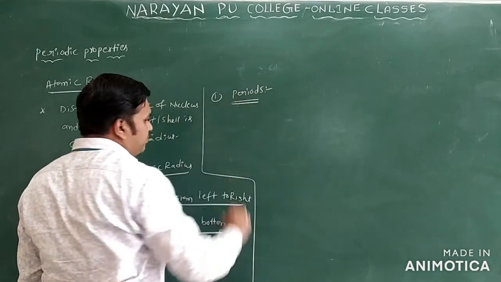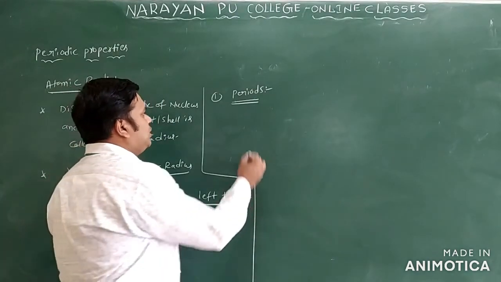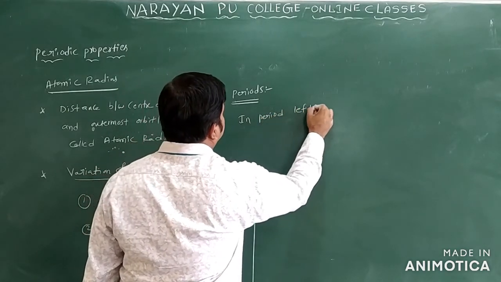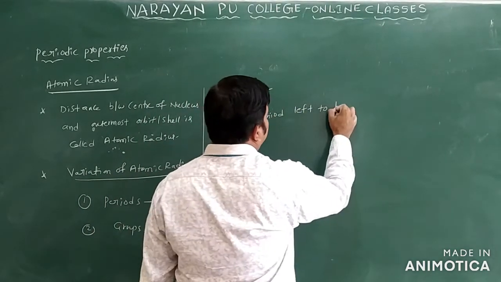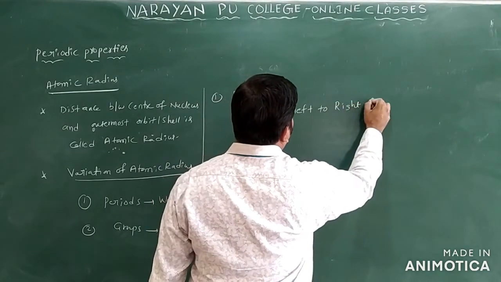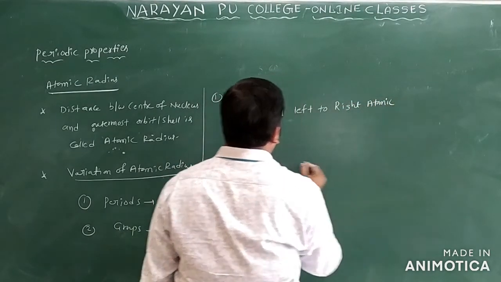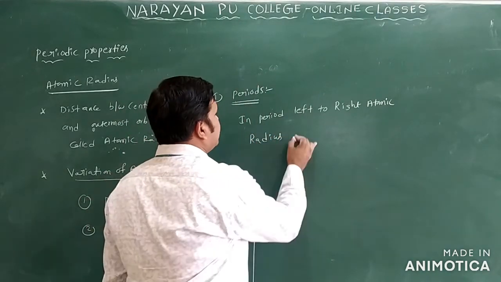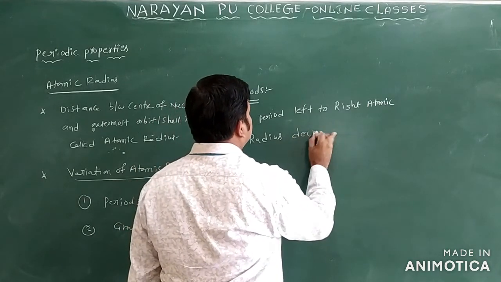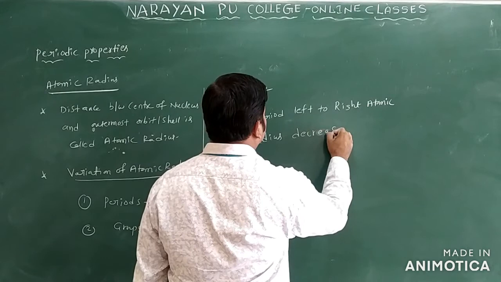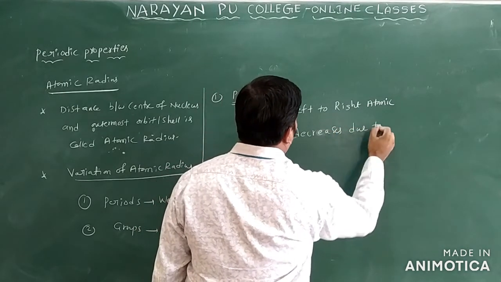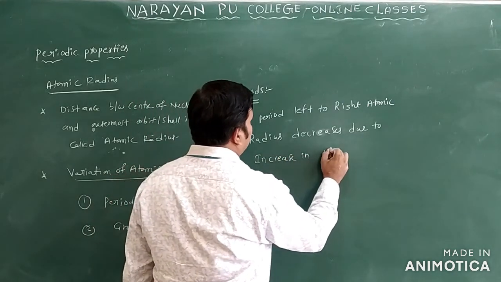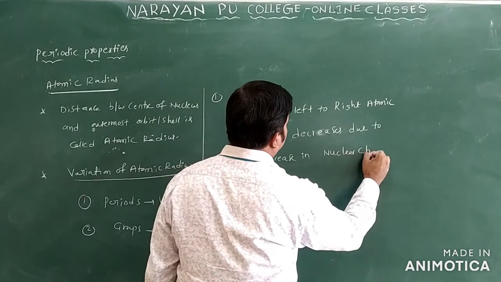Okay. So in periods, how does the atomic radius change? In a period, from left to right, atomic radius decreases. Atomic radius decreases due to an increase in the nuclear charge.